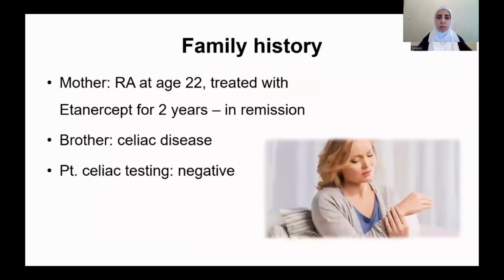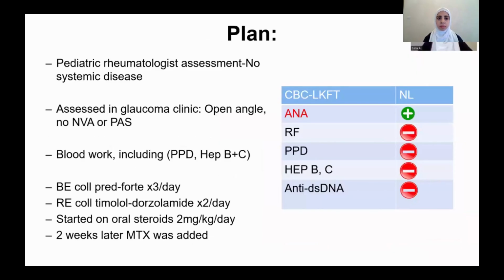Her family history included a mother who was diagnosed with rheumatoid arthritis at the age of 22 and was treated with etanercept for 2 years, and since then she has been in remission. Her brother was also diagnosed with celiac disease, but our patient was tested before for celiac disease and was negative. She was assessed by a pediatric rheumatologist, and examination showed no signs of systemic disease. She was also examined by the glaucoma clinic, and examination showed open angle, no signs of neovascularization or anterior synechia. Her blood work showed ANA positive, rheumatoid factor negative, and serology for hepatitis was also negative.